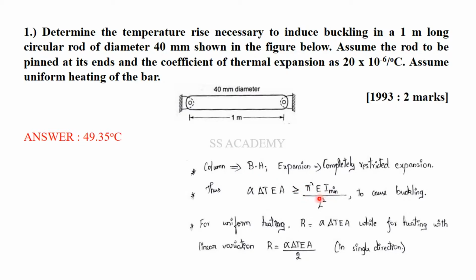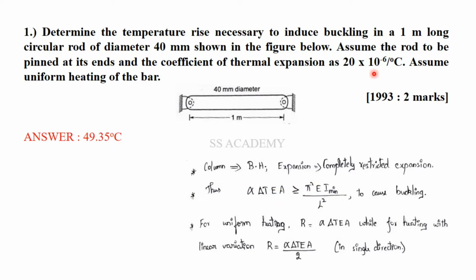So pi squared EI min by L squared is the minimum critical buckling load, and if the reaction due to expansion, that is the temperature rise, is greater than the buckling load, then there is a possibility of buckling. So alpha delta T EA must be greater than or equal to pi squared EI min divided by L squared for buckling. Using this equation, just by substituting the values from the given question, you can directly find the temperature rise. You will find that E cancels out.